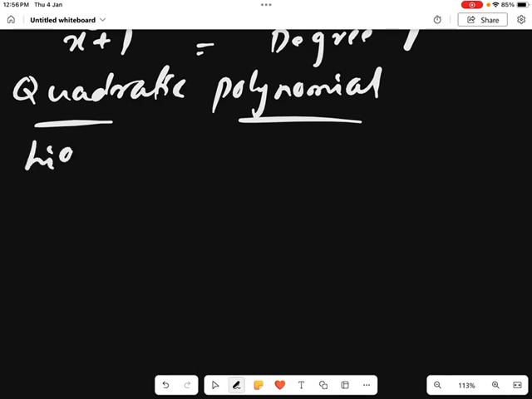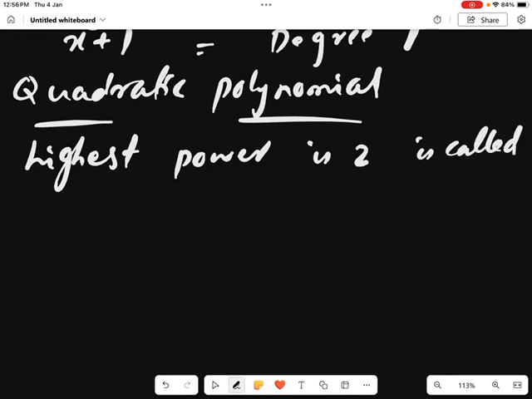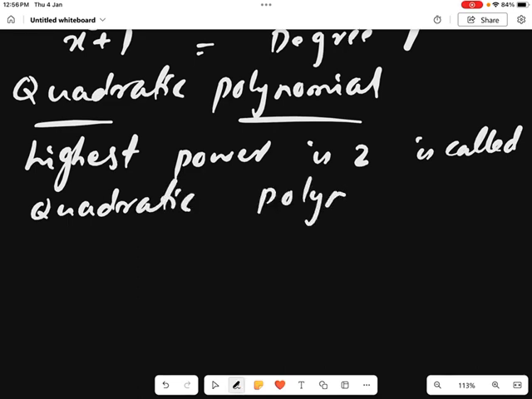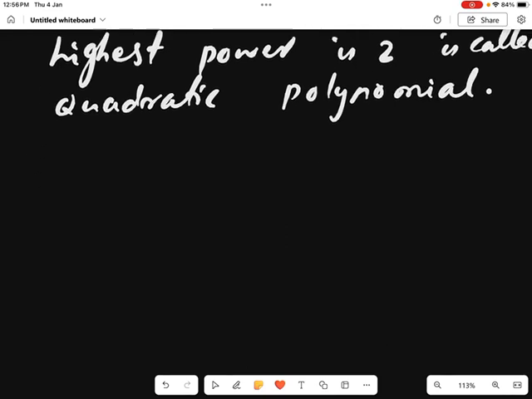The highest power is 2, is called quadratic polynomial. Quadratic polynomial, that means a highest power is 2 is called quadratic polynomial. Otherwise, if the degree of the polynomial is 2, that polynomial is called quadratic polynomial.